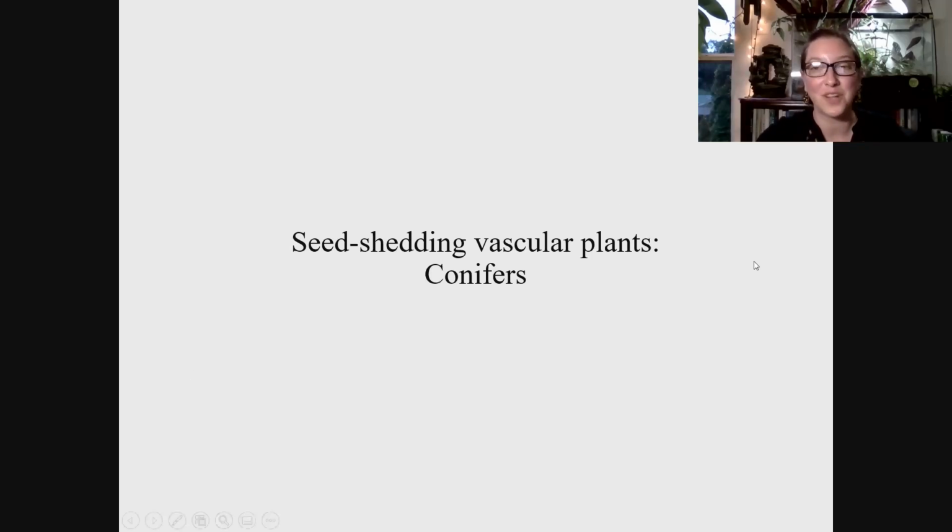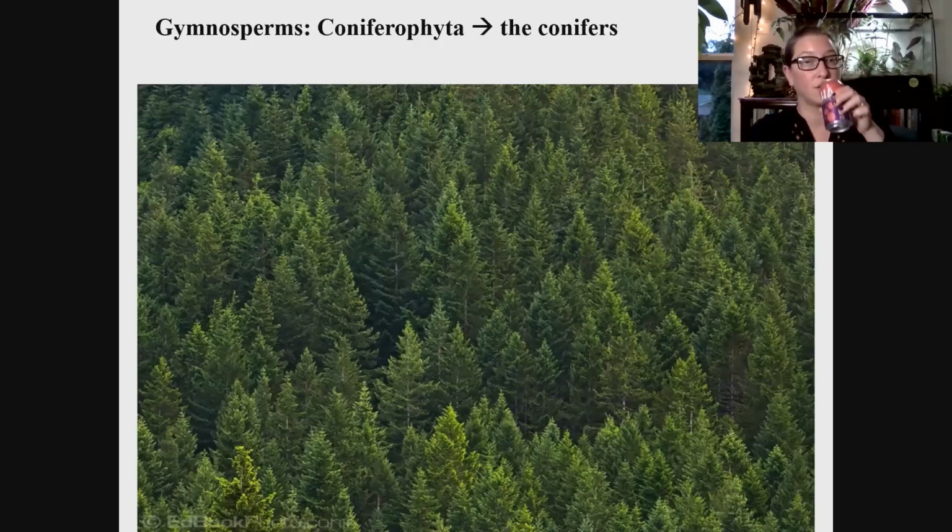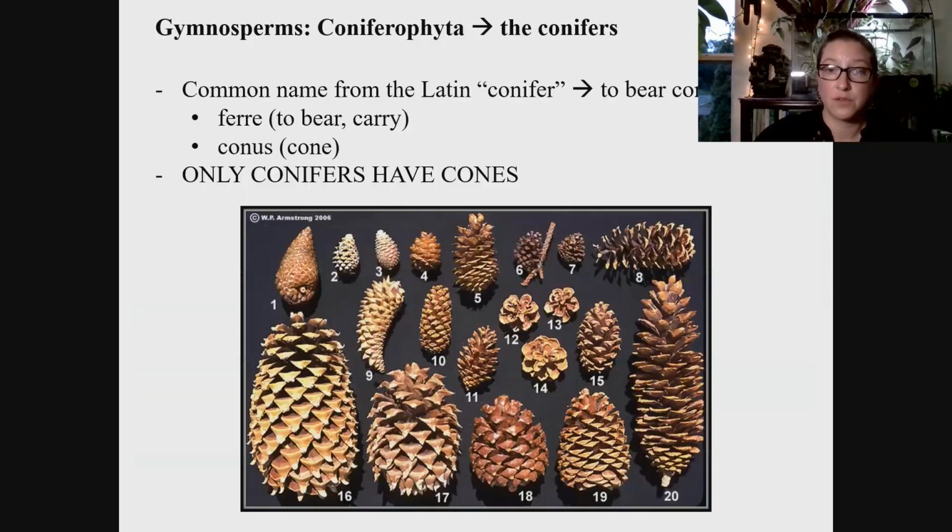All right, so now we're going to talk about the last of these seed-shedding vascular plants that are gymnosperms, the conifers. Out of the 3 of these, cycads, ginkgo, and conifers, we're probably most familiar with conifers, just because of things like the Christmas tree trade. So they're gymnosperms and they're conifers.